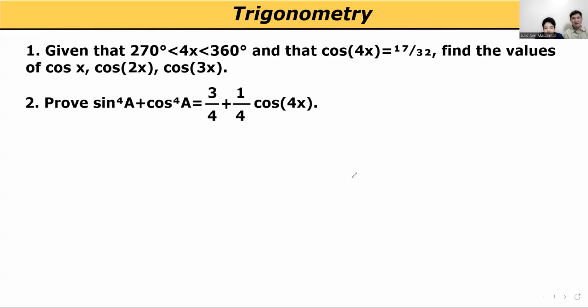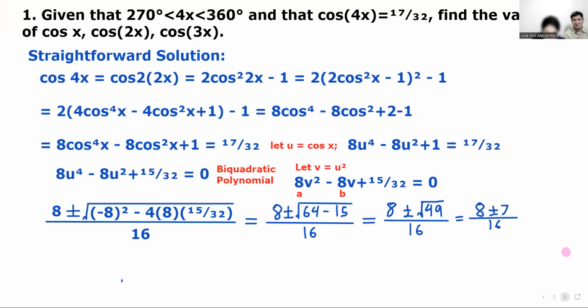Given that 4x is greater than 270 but less than 360 degrees, and that cosine 4x is equal to 17/32, find the values of cosine x, cosine 2x, and cosine 3x. This is the resolution from the previous video, the straightforward solution. This is the first solution presented, so nothing is wrong here.